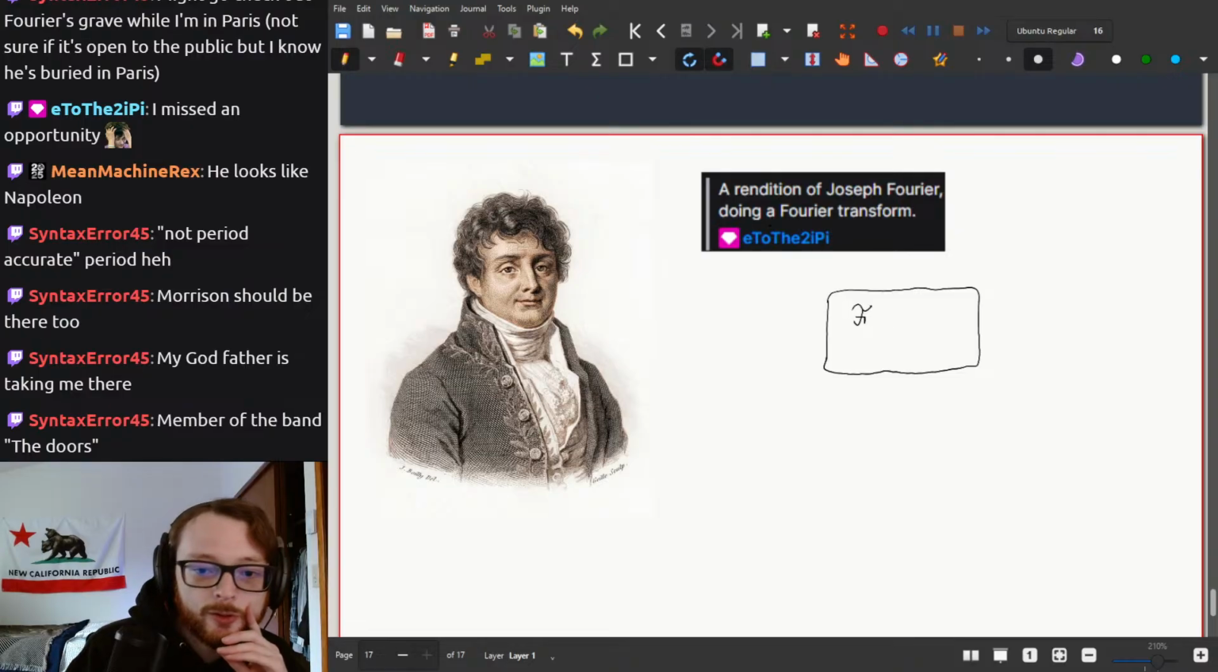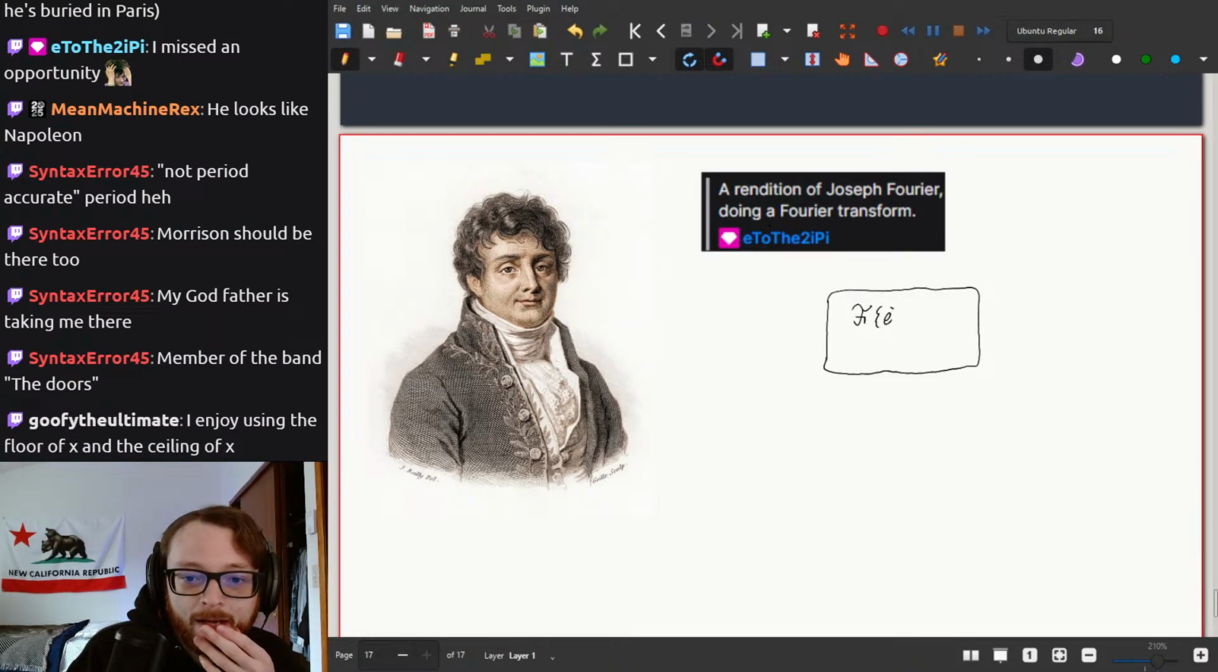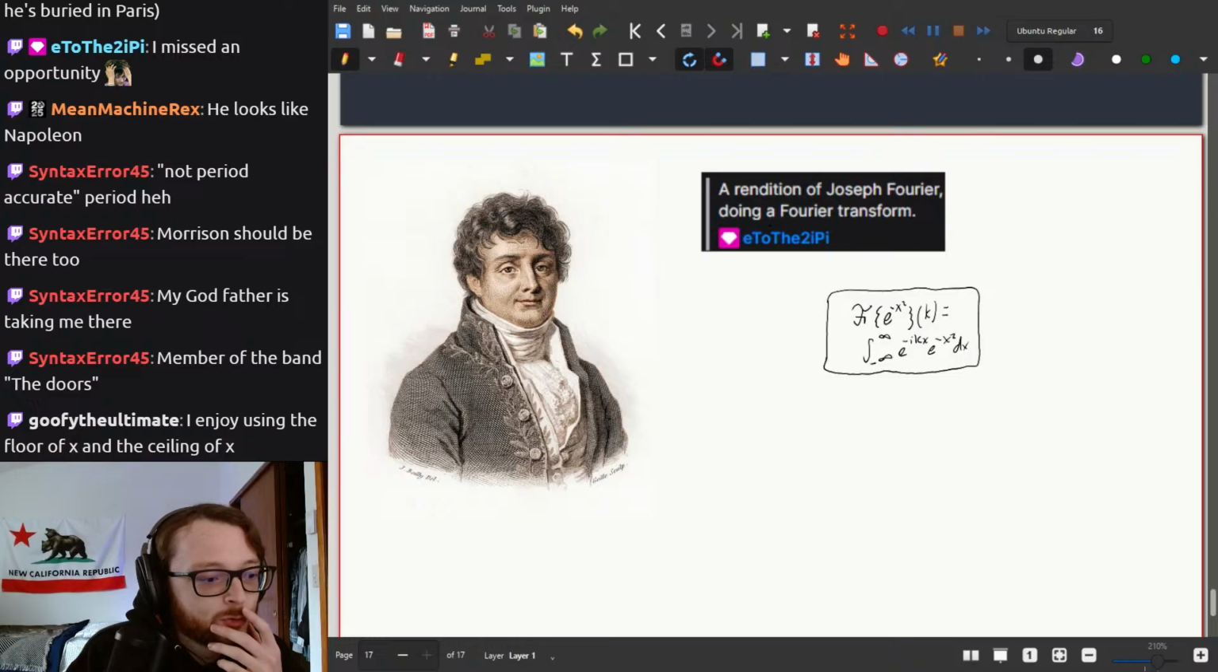Thank you for the 3 streak. You're streaking. You know, he'll be doing the Fourier transform that I was just doing. How about that? So right now, this is just the background. We'll get Fourier somewhere in there. Minus ikx. Why not? It doesn't matter. You enjoy using the floor of x and the ceiling of x. I always get scared when I see those. I just know it's going to be a complicated problem.